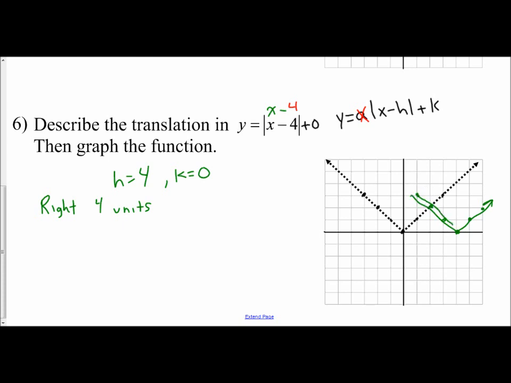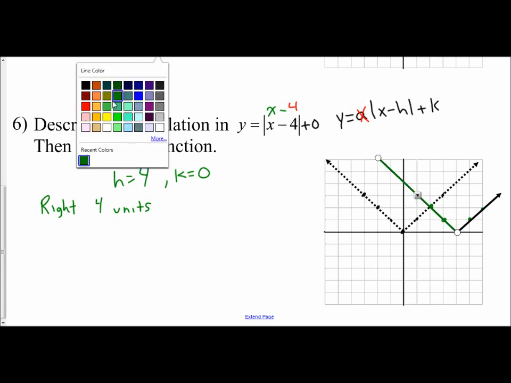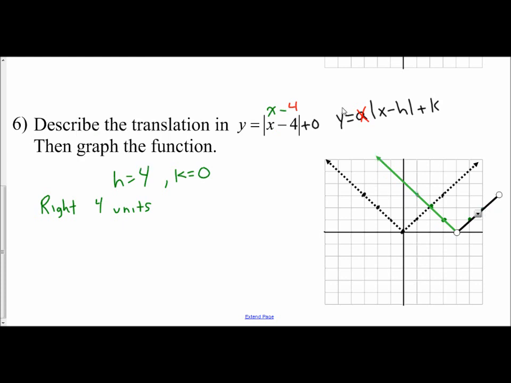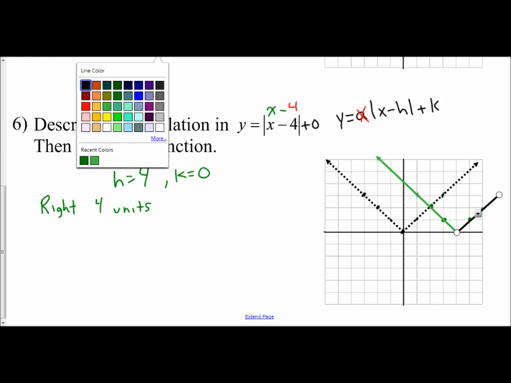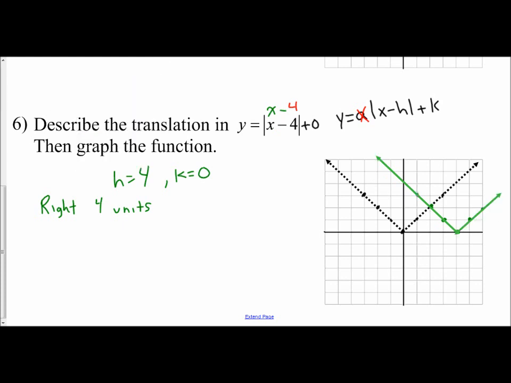these points. Since my handwriting is pretty bad right now, let me fix these and actually just use a line for them. So I'm going to go through here, and I'm going to go through here. And I can change the color so we can see the difference between them as we had before. And now we see our graph was shifted to the right 4 units.